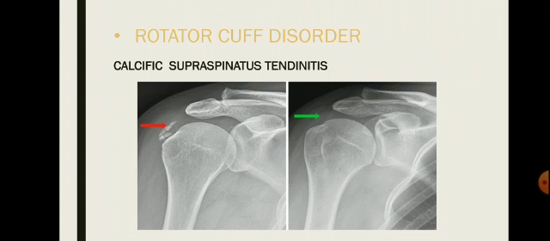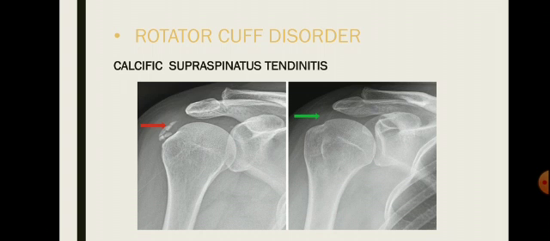Another disorder is called rotator cuff disorder. In this rotator cuff disorder, specifically we will come across calcific supraspinatus tendinitis. This rotator cuff disorder comes only when there is repeated usage of the upper limb above the horizontal level. For example, people who are swimming, weightlifting, lifting heavy objects, or playing games like shot put can suffer from this disease.